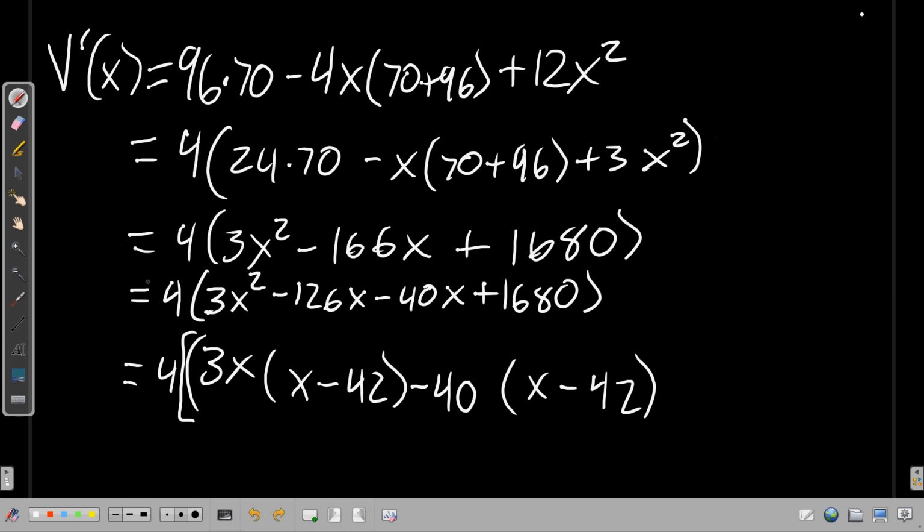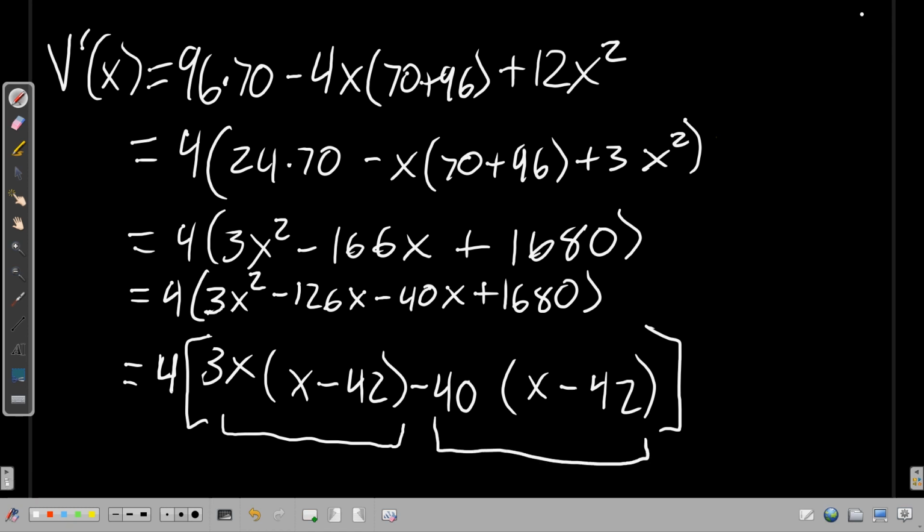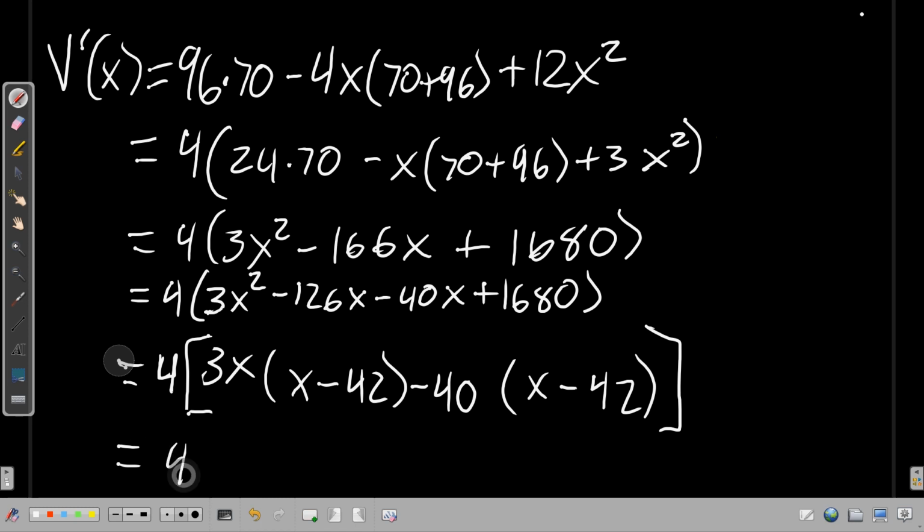So there we go. I've started the factor by grouping. So then now I have two terms. I have this term and I have this term, and each of them have that x minus 42 in common. So let's factor out the x minus 42. So the final factorization of this thing looks like this. There we are.